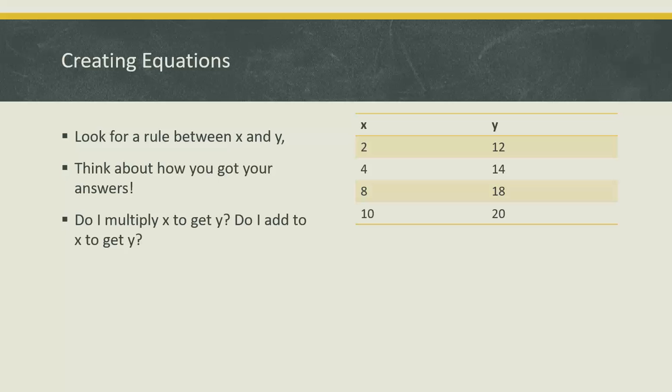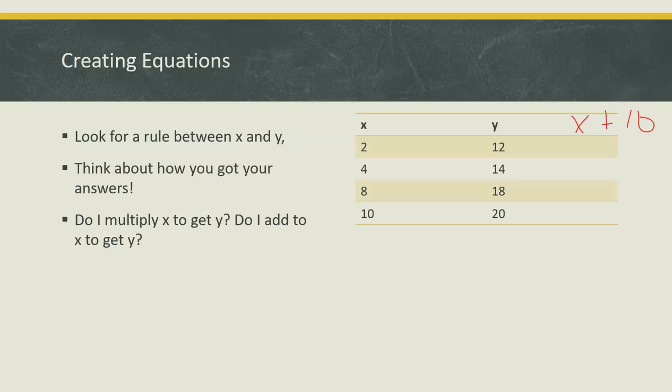Let's try this one out. So again, you're looking at pairs. I have the pairs 2, 12, 4, 14, 8, 18, 10, 20. I think I see a consistent pattern. It looks to me like each time I add 10 to x to get my answer. Let's check it out. So I'm thinking this might be x plus 10.